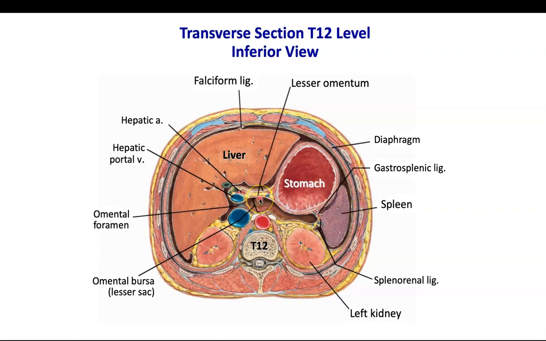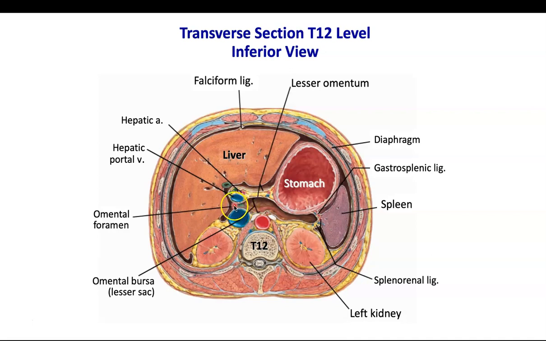And also you can see some other important peritoneal structures here. You can see the peritoneum connecting the visceral surface of the liver to the stomach, which is the lesser omentum. And lesser omentum has two portions, as I mentioned before. The part between the liver and the stomach is called the hepatogastric ligament, and the part between the liver and the first part of the duodenum is the hepatoduodenal ligament.